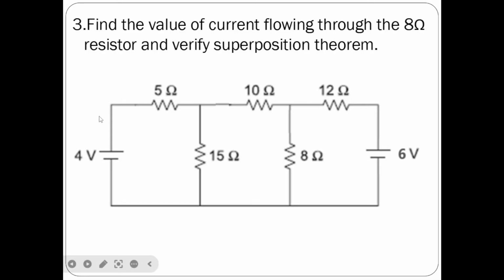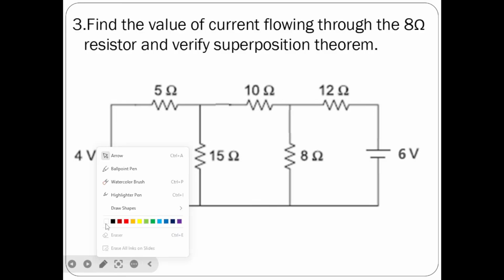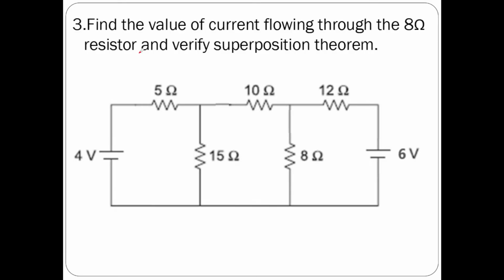Numerical problems on superposition theorem. Find the value of current flowing through 8 ohms resistor and verify superposition theorem. So this is the given circuit. In this circuit we have to determine the current flowing through 8 ohms resistor.